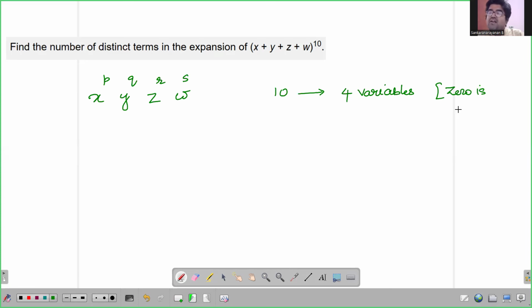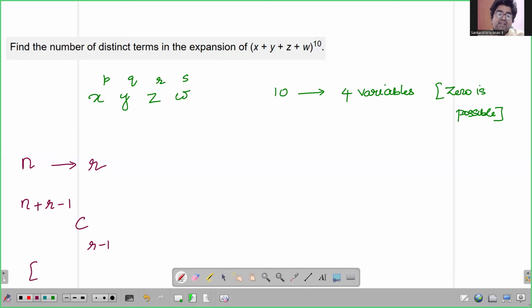0 is possible. You got my point? So if you remember the logic, suppose there is a total n which you have to distribute among r variables, wherein 0 is allowed, then the number of ways you can do it will be n plus r minus 1 C r minus 1. We have learned this under permutations and combinations.